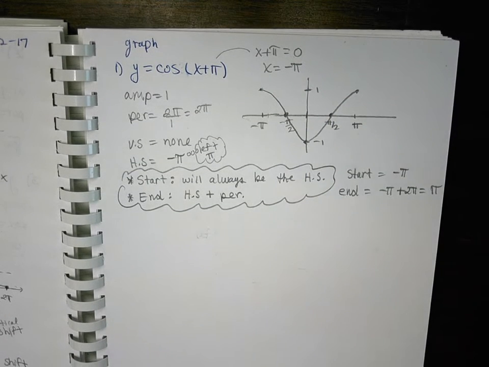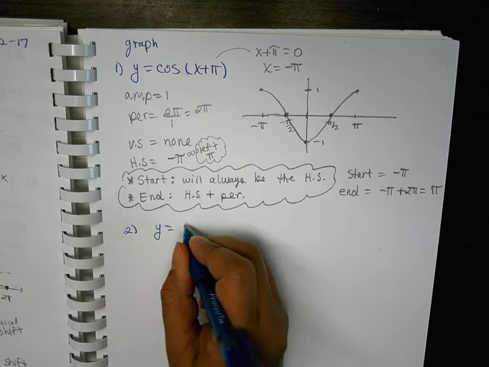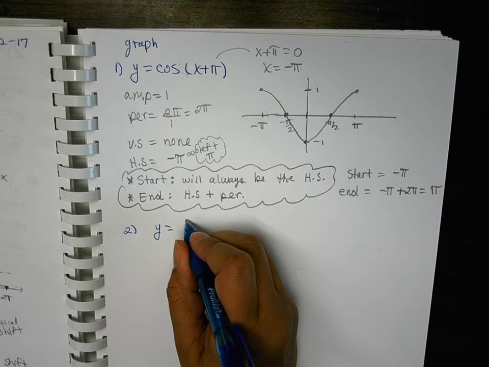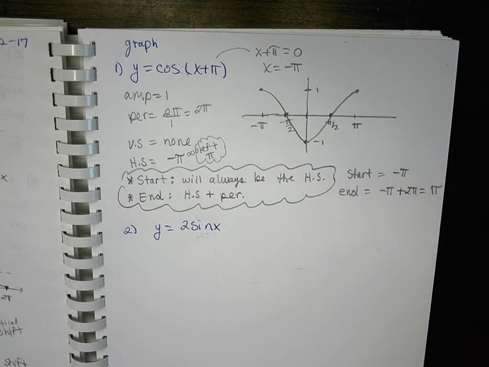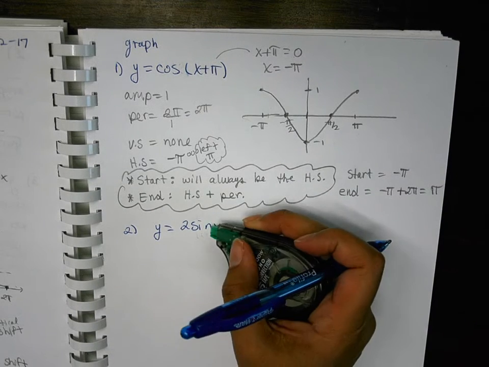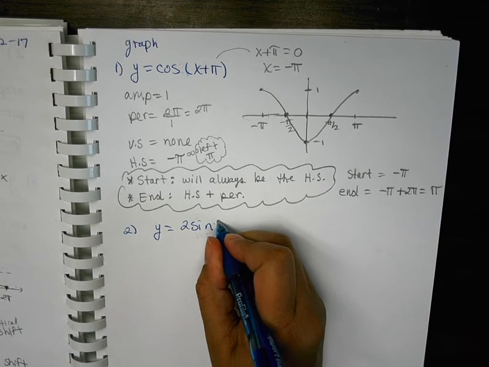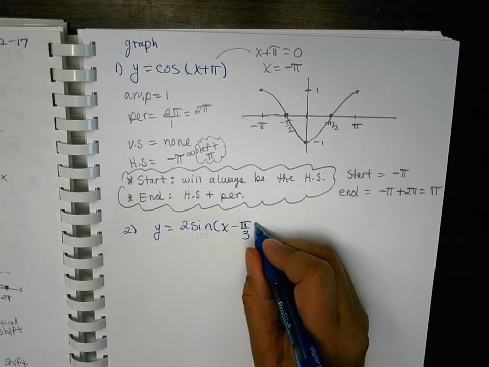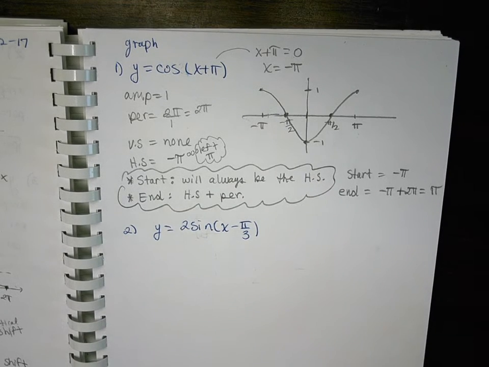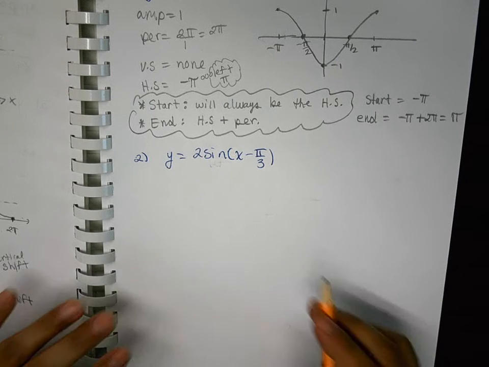I am definitely going to do another one. Number 2. Y equals 2 sine, don't write down the x yet. Sine parentheses x minus pi over 3. Okay. Now I want to get through this, so let's make sure we're paying attention.